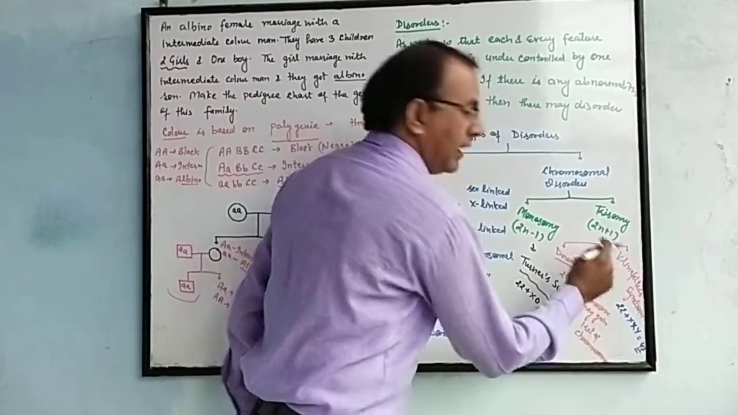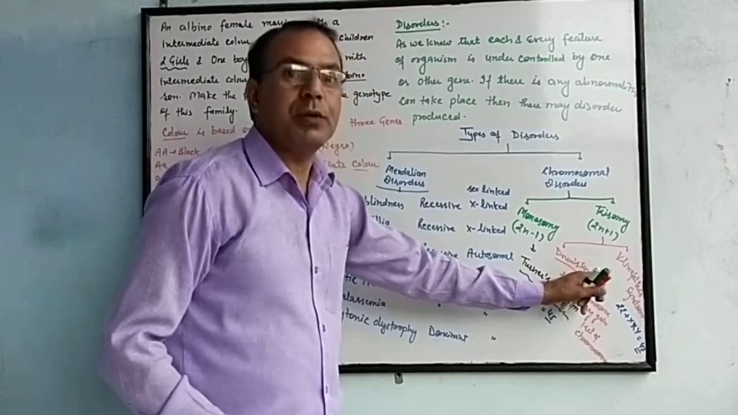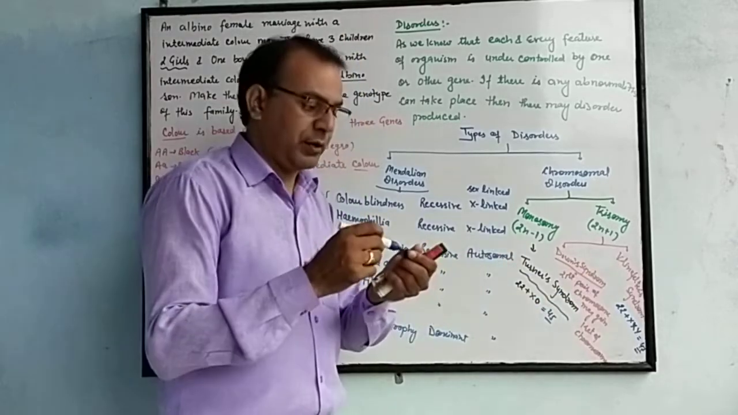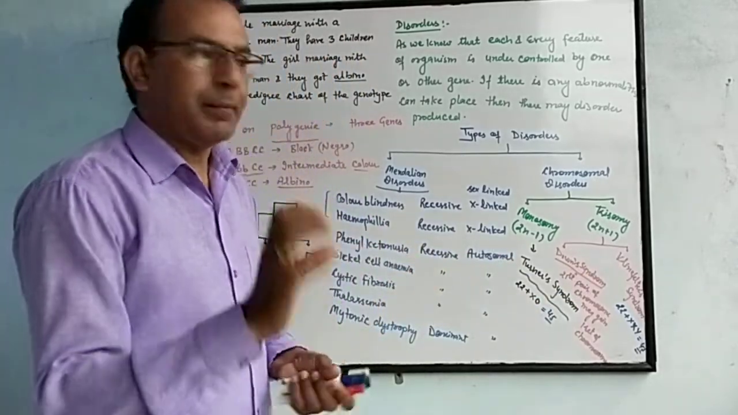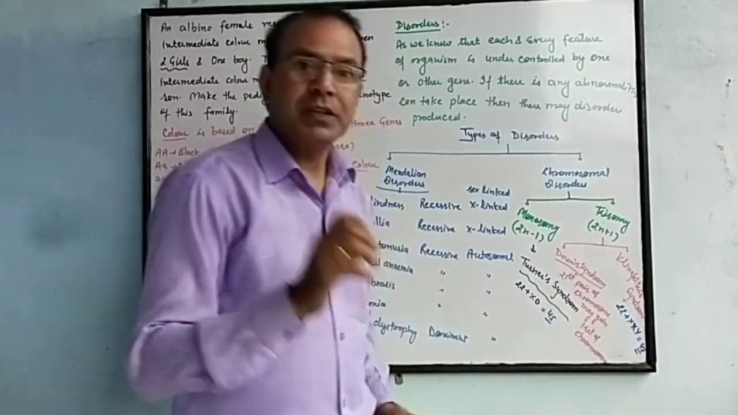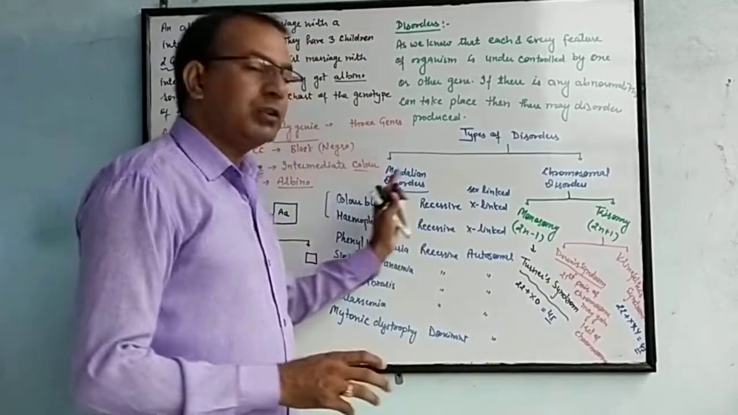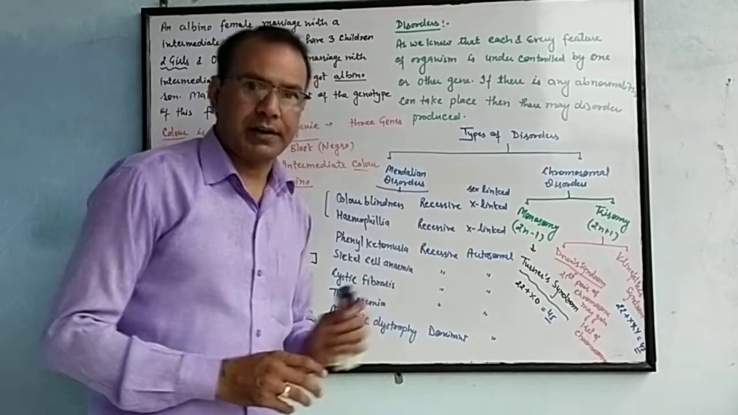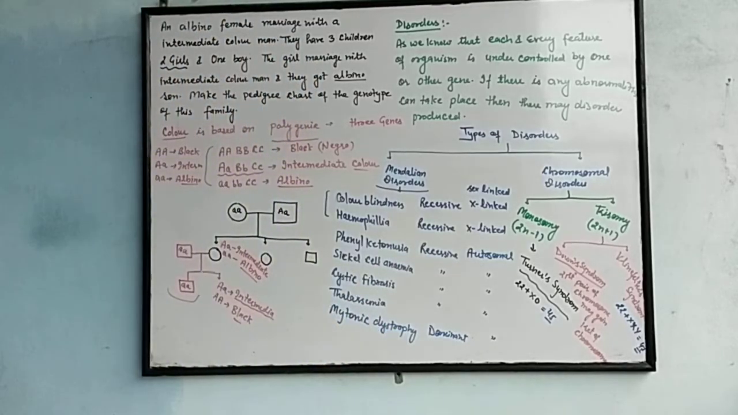So this disorder may be produced in male, and Turner syndrome may be produced in female. Female and male with this type of disorder are sterile. Clear? About these diseases we will discuss in the next part.